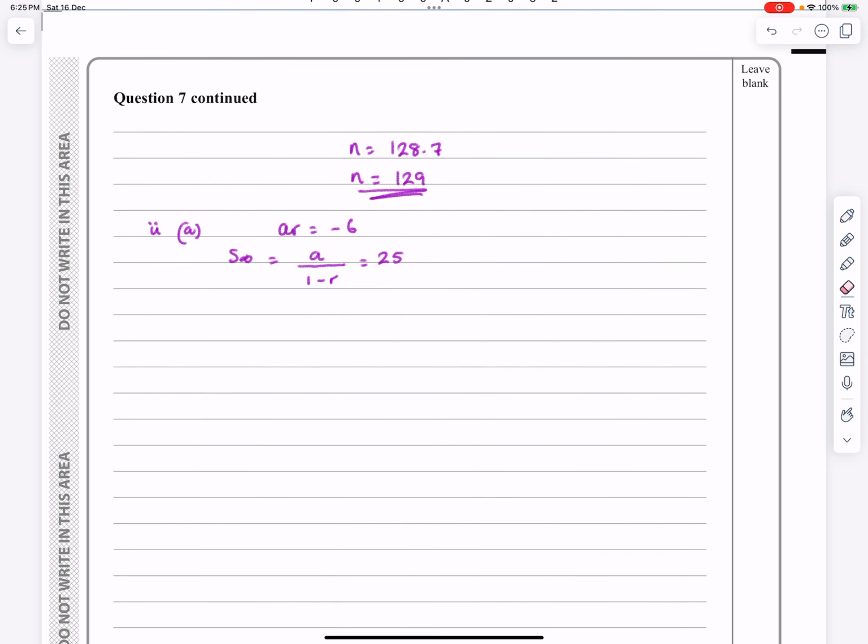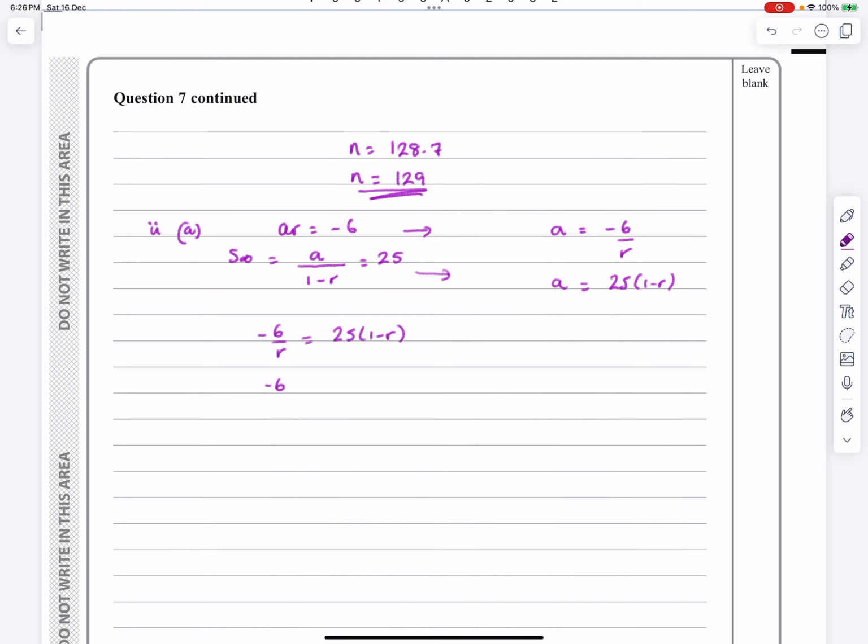But going back to this, from this equation we can get that a is equal to minus 6 over r. And from this equation, we can get that a is equal to 25 over 1 minus r. So those two can be equated to each other. They're both equal to a, so I can get that minus 6 over r is equal to 25 over 1 minus r. Now, I do have to go through and do all this simply because I'm trying to do the proof here, but it's basically finished at this stage.